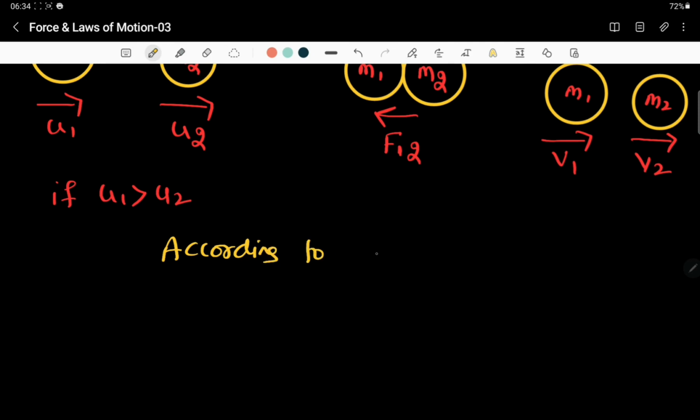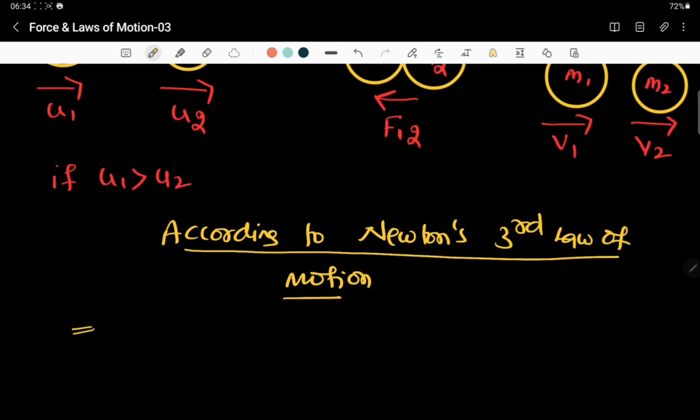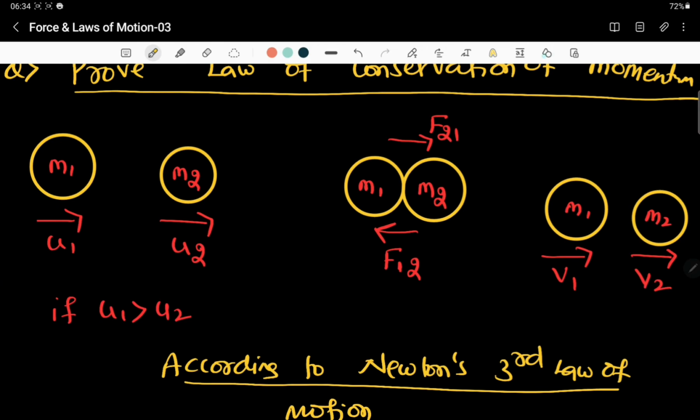According to Newton's third law of motion, what can I write? I can write F21 is equal to minus F12. Look at this.